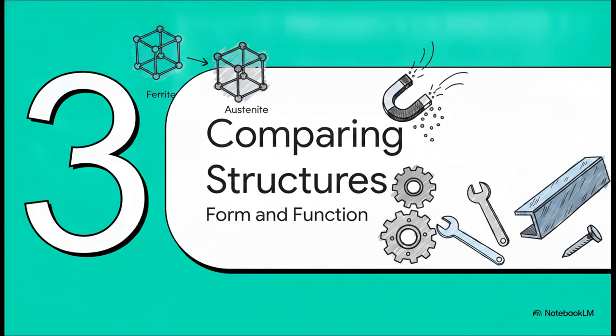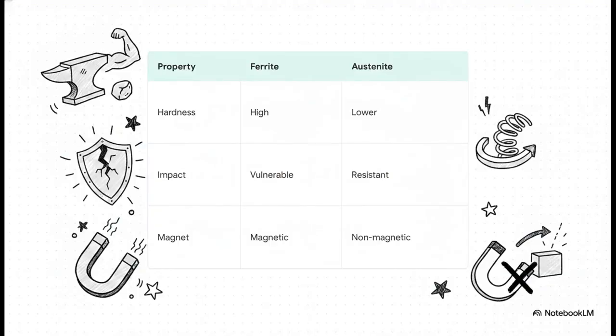All right, Section 3. Comparing the two structures. Form, function, and magnetism. So, knowing what these anomalies are is one thing, but understanding exactly why they behave so differently out in the real world is where this gets highly practical. Let's look at a side-by-side comparison. Starting with hardness, ferrite is highly hard, while austenite is generally a bit lower. But here's the catch. Because ferrite is so hard, it can actually be quite vulnerable to breaking or fracturing under a heavy impact. Austenite, on the flip side, is super shock absorbent.